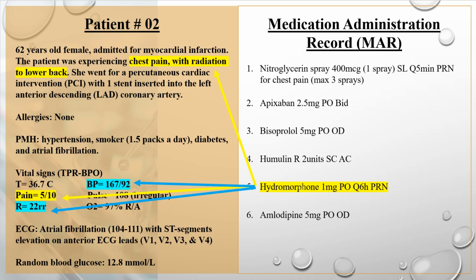However, Hydromorphone is also going to lower the blood pressure and it's going to lower the respiratory rate as a secondary effect. So that's something that we have to be mindful about. Okay?